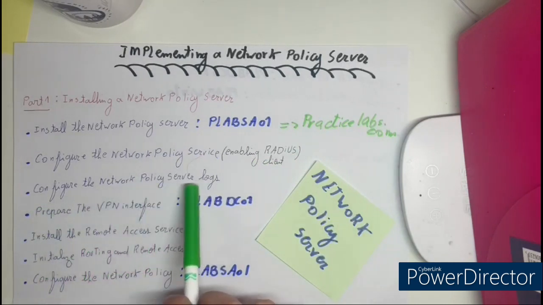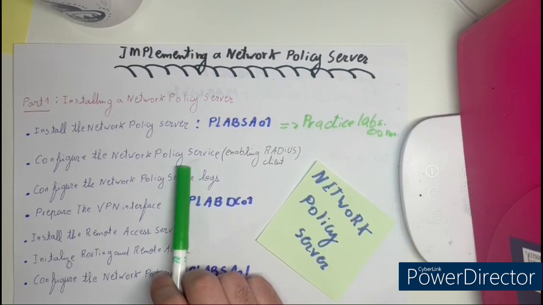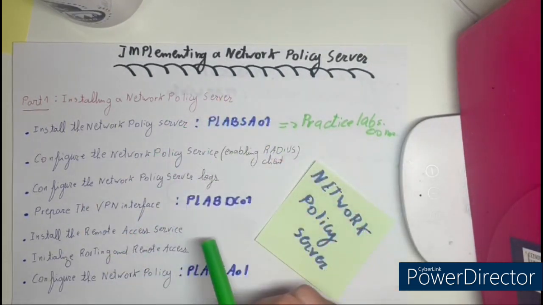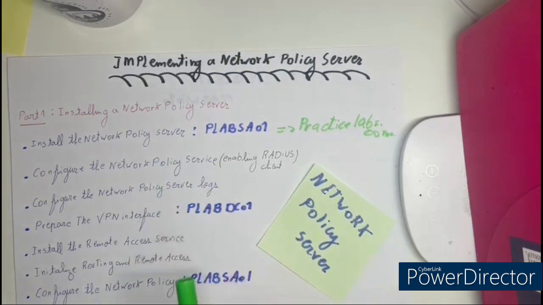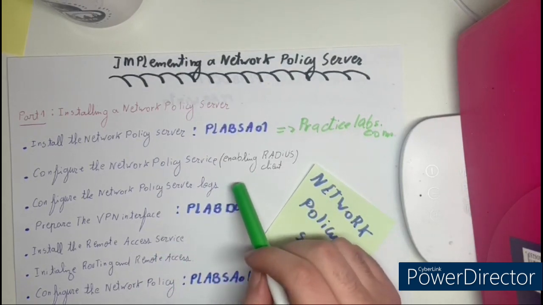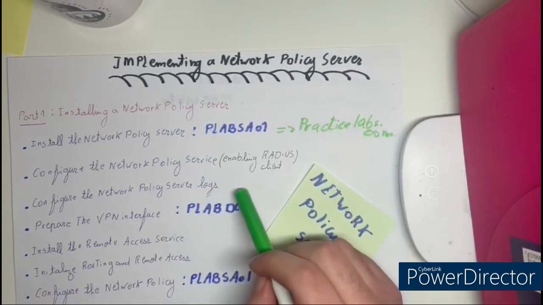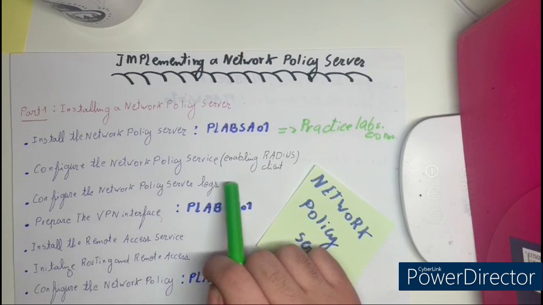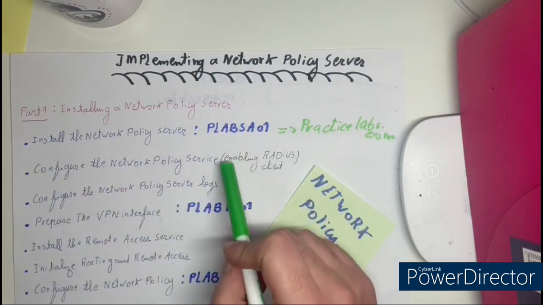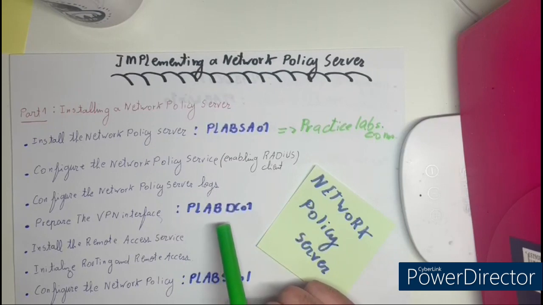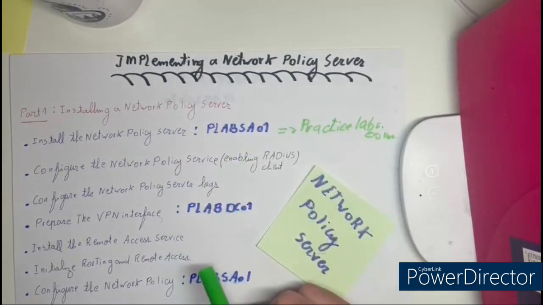Afterwards, we will configure the Network Policy Server logs, and there we will configure the properties of the NPS accounting logs on the PLAB SA01. I haven't mentioned it, but if you notice there's some gap next to some steps, it's because I didn't want to make it messy. I prefer to just leave a gap so that you will understand that all these steps will be carried out within this computer. And as I mentioned, we will interpret these logs in later steps.